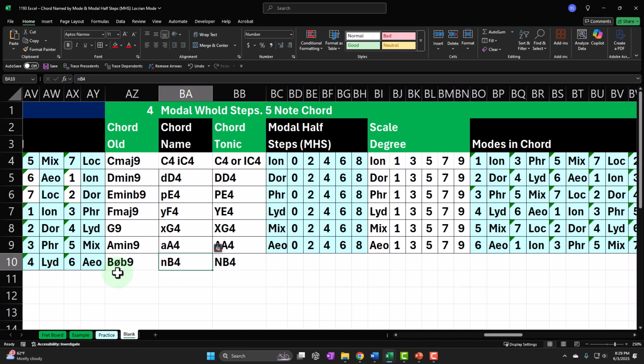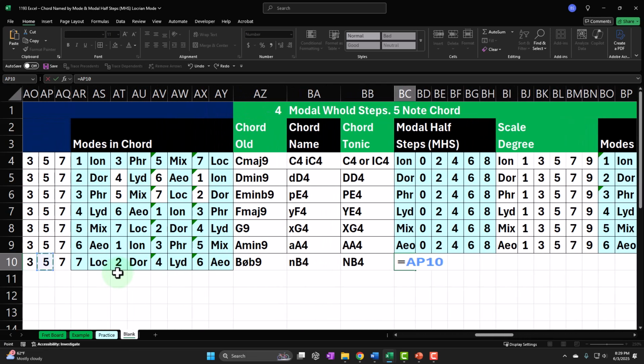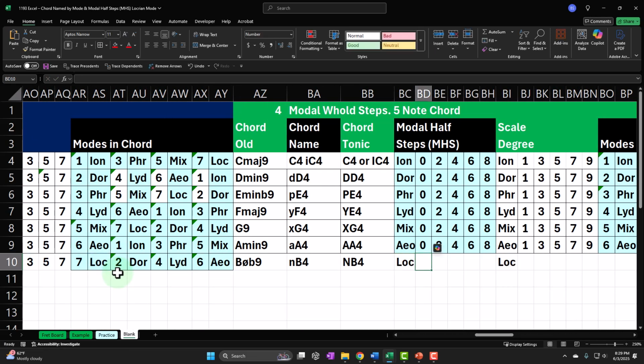But we should just call it an NB4 if it's in the same diatonic key. It's a Locrian 5-note B. Just start from the B and go up 4 modal whole steps from there, every other note, and that's how you build the chord. It just makes more intuitive sense. I think that's clear. I think that's obvious.